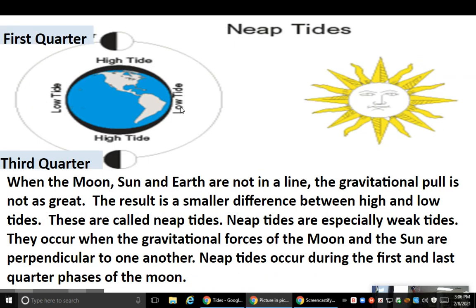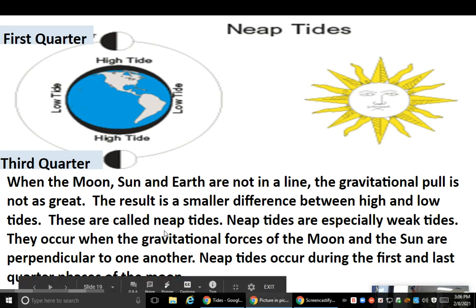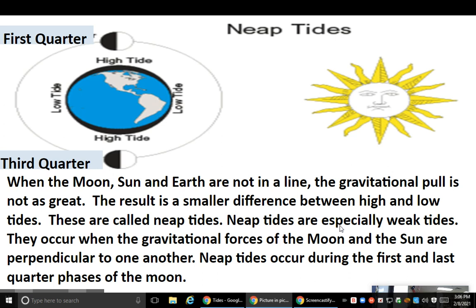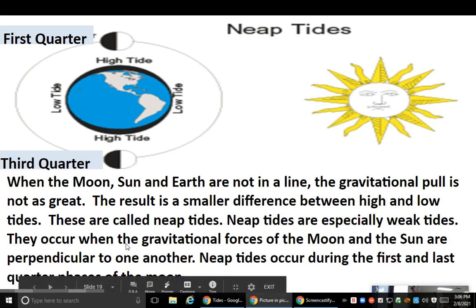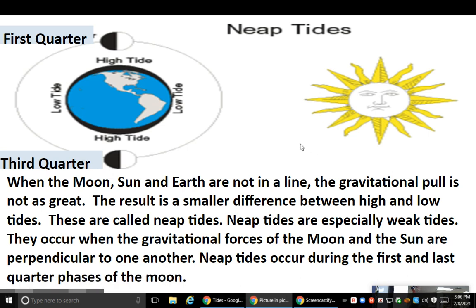A neap tide. When the moon, the sun, and the earth are not in a line, the gravitational pull is not as great. The result is a smaller difference between high and low tides. These are called neap tides. Neap tides are especially weak tides. They occur when the gravitational forces of the moon and the sun are perpendicular to one another. Neap tides occur during the first quarter and last quarter phases of the moon.